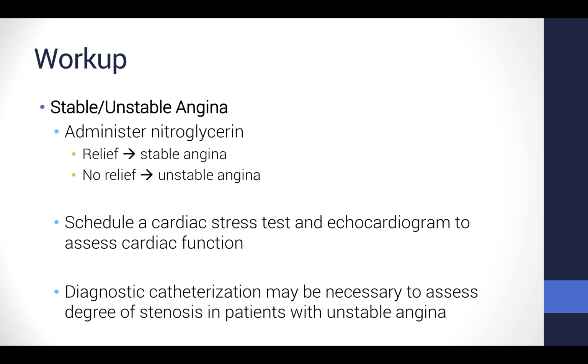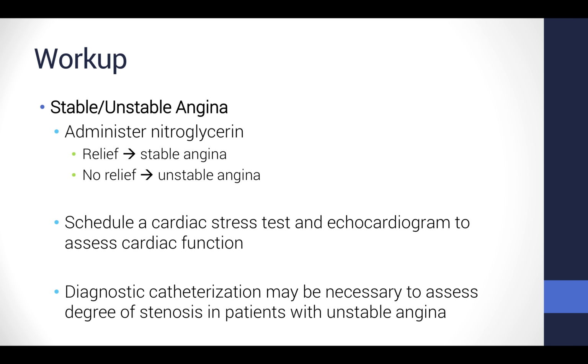So for suspecting stable or unstable angina just based on their history, what we can do is give a medication called nitroglycerin. Nitroglycerin, what it does is it dilates our veins and essentially allows more oxygen to be delivered to that ischemic area because we're dilating our vessels and allowing more blood to flow into the place that wasn't originally getting too much flow. So if we have relief with nitroglycerin, we can definitively diagnose stable angina. So if we can reverse the pain just by giving nitro, then we can say this patient has stable angina and we can manage them as an outpatient. However, if we give nitro and there's no relief, we can diagnose this patient with unstable angina.